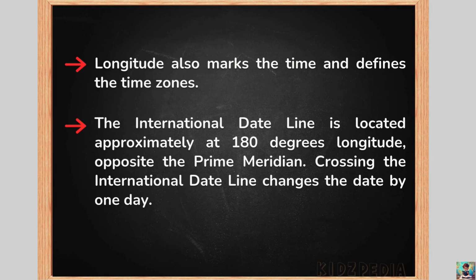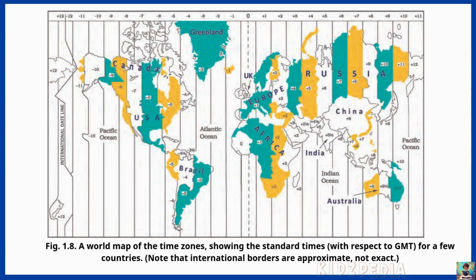The international dateline is located approximately at 180 degrees longitude, opposite the prime meridian. Crossing the international dateline changes the date by 1 day. The international dateline is an imaginary line around the Earth located at about 180 degree longitude. It is exactly opposite the prime meridian, which is at 0 degree longitude. When you cross this line, the date changes by 1 whole day.